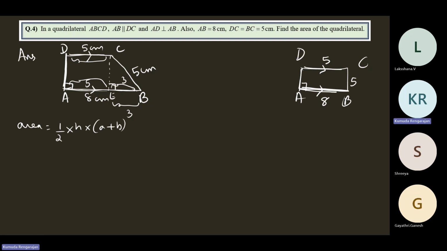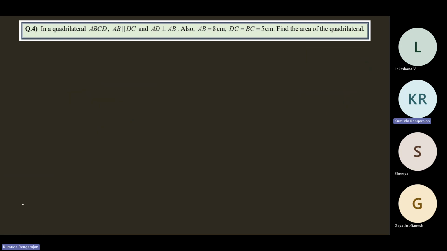Use Pythagoras theorem and find CE. You know A and B. A is 8 and B is 5. Use Pythagoras theorem, find CE and put that value here for h. That's the distance between the parallel sides. That's how you find the area of this quadrilateral.